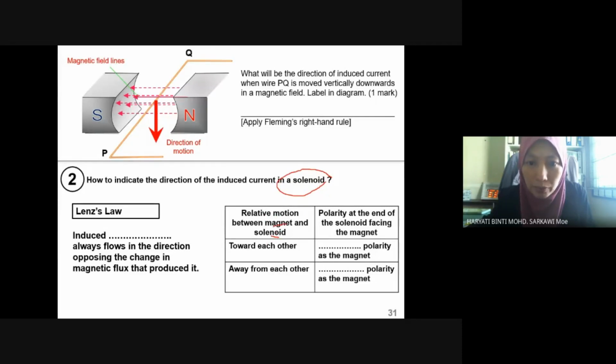Let's say both are moving towards each other, or maybe one is stationary and the other one is moving towards it. The polarity of the end of the solenoid facing the magnet will try to oppose. So let's say a north pole is moving towards the solenoid. The end of the solenoid will try to oppose. What pole will it have? Also a north pole, because it opposes. It doesn't want the magnet to go in. If the magnet is going out, the polarity will be south, because it wants to pull the magnet back, since it always opposes.